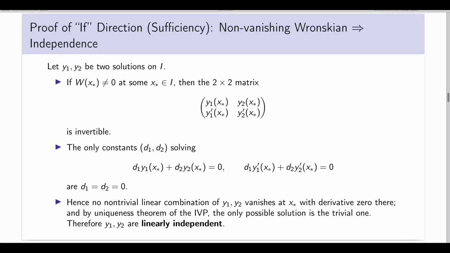Therefore, no non-trivial linear combination of y1 and y2 can vanish at the point x star with derivative 0 there. By the uniqueness theorem for the initial value problem, the only solution that satisfies both y equals 0 and y prime equals 0 at that point is the trivial one, the 0 function. Hence, y1 and y2 are linearly independent.